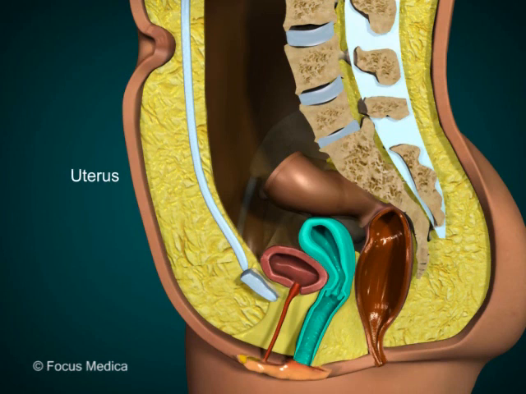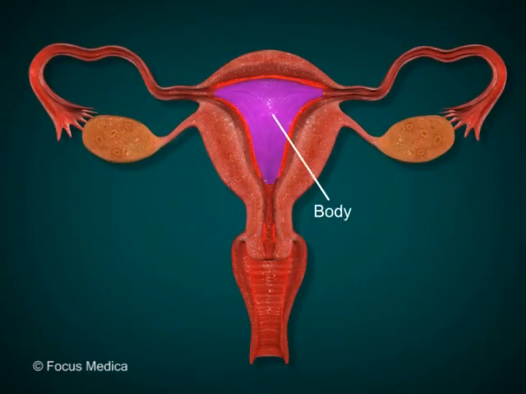The uterus is behind the urinary bladder and is partly separated from it by the uterovesical pouch. The fundus, body, and cervix of the uterus can be appreciated along with the vagina.